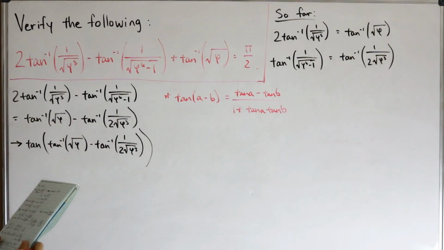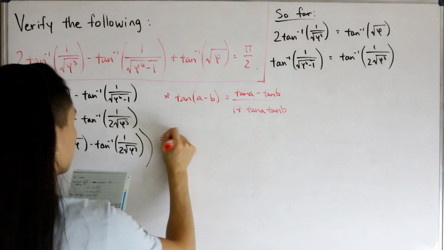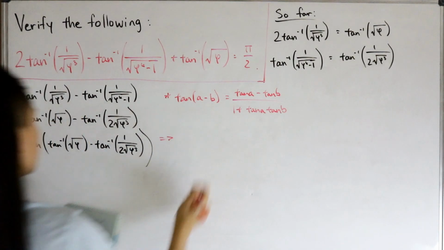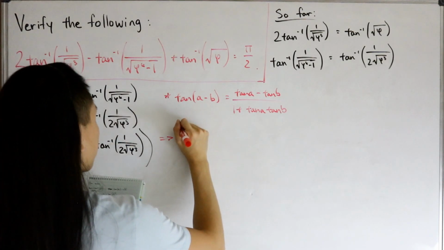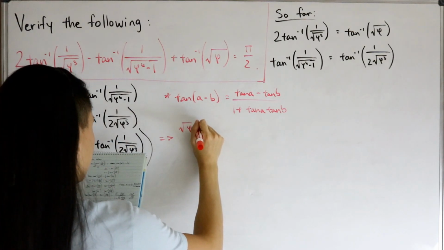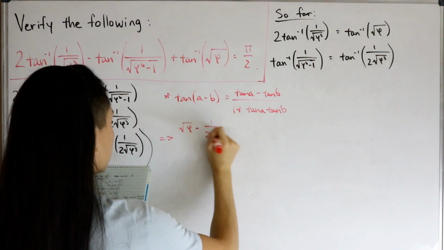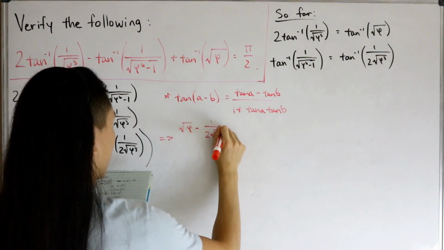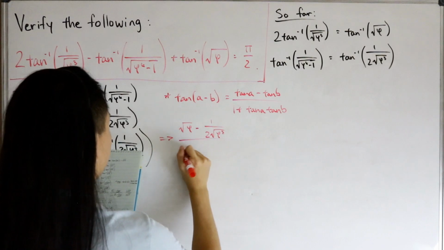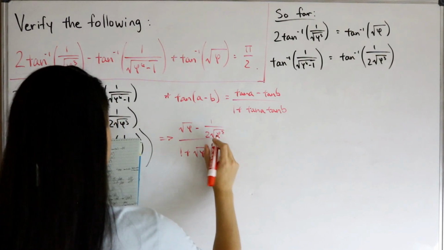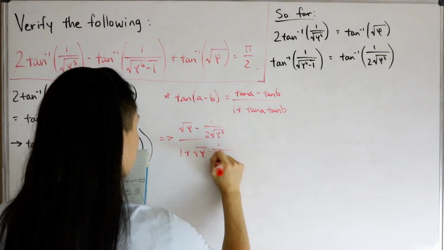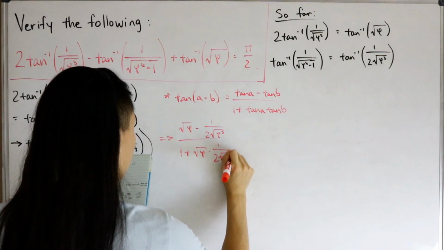It's just undoing everything. So putting this all together, we have tangent, and then the square root of phi and then this input. So we have the square root of phi, and then subtract 1 divided by 2 times the square root of phi cubed. All this being divided by 1 plus the square root of phi, multiplied by 1 divided by 2 times the square root of phi cubed.